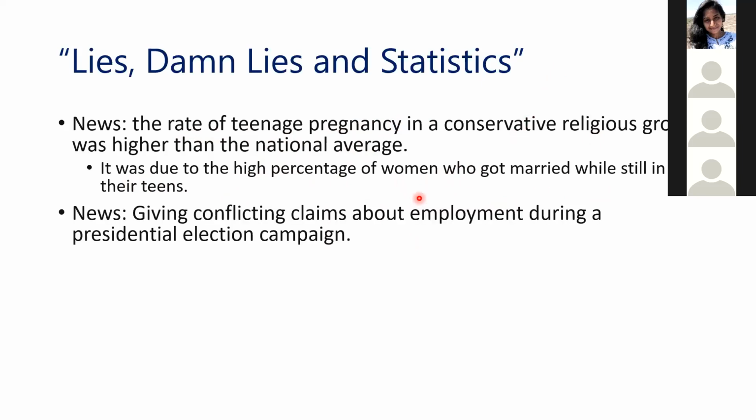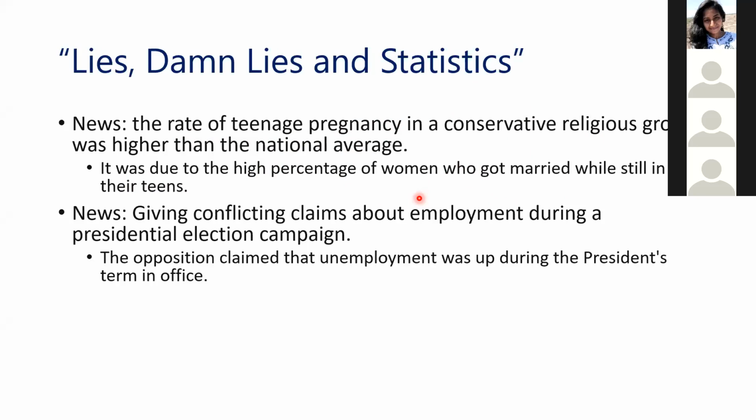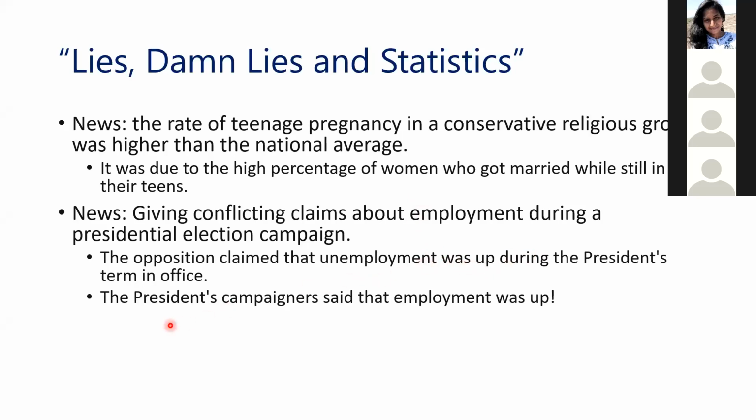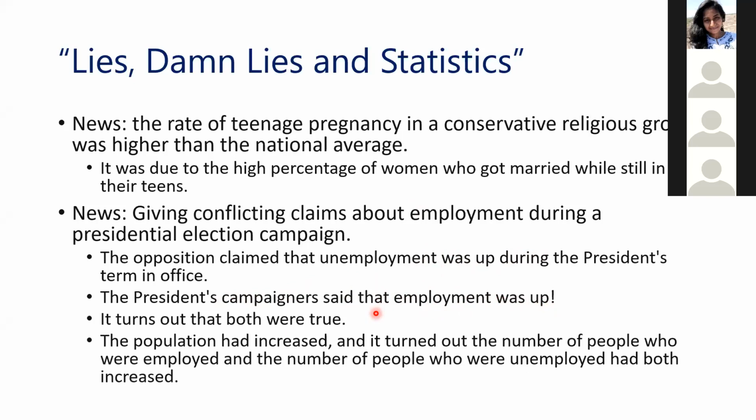Then another news story was giving conflicting claims about employment during a presidential election campaign. The opposition says the unemployment rate was going up, right? But the president's campaigners say the employment rate was going up, right? Actually, both of them were true. What happened was the population size has increased. So the number of people who were employed and the number of people who were unemployed had both increased, right? Because of that, the rates were high.